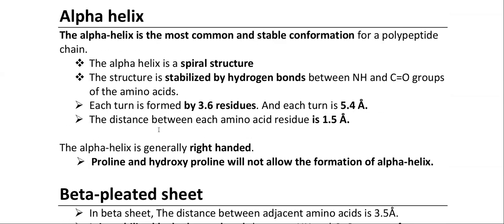Alpha helix. The alpha helix is the most common and stable conformation for a polypeptide chain. The alpha helix is a spiral structure. The structure is stabilized by hydrogen bonds between the NH and CO groups, the carboxyl group of the amino acids. Each turn is formed by 3.6 residues and each turn is 5.4 angstrom. The distance between each amino acid residue is 1.5 angstrom. The alpha helix is generally right-handed. Proline and hydroxyproline will not allow the formation of alpha helix.